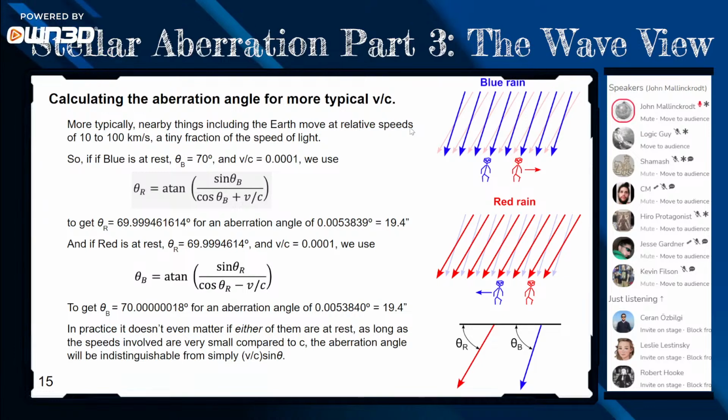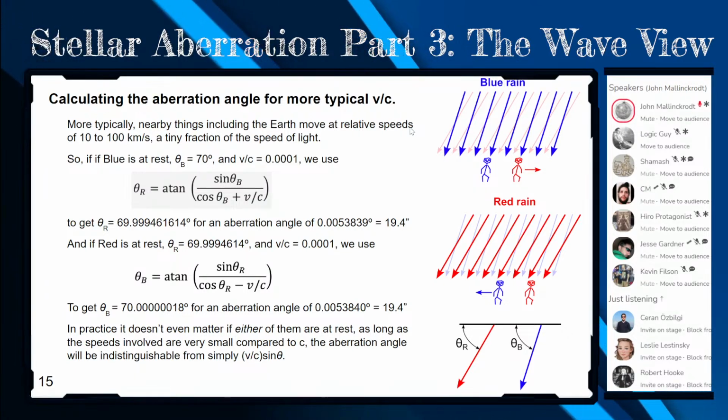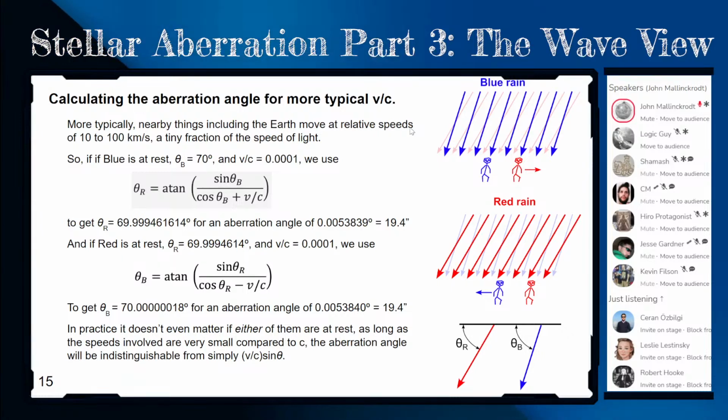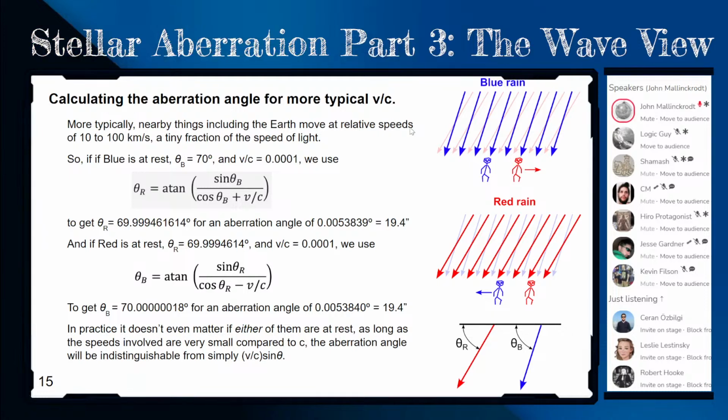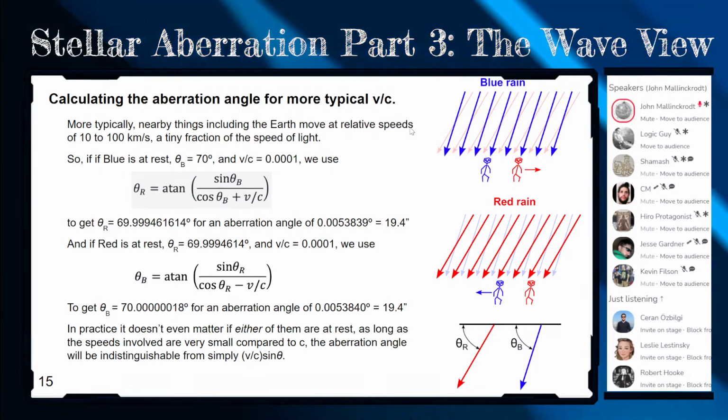The aberration angle in this case, rather than being 0.005839 degrees, is now 0.0053840 degrees, which rounds off to exactly the same observable aberration angle of 19.4 arc seconds. So to within our ability to measure these things, it makes no difference whatsoever in practice. If things moved much faster, we would notice these things, but things do not move much faster. And so we've never seen this make a difference.